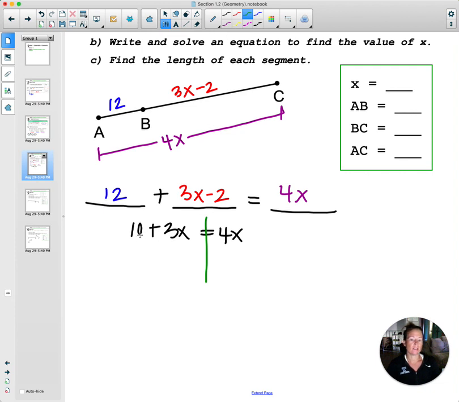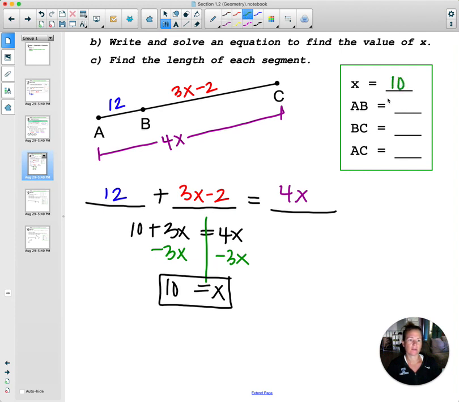Okay, then we want to take a look. We've got two terms here and only one over here. So which of these two, 10 or 3x, is a like term with the 4x? So it's the 3x. So we're going to want to bring this over to the other side. So this is a positive 3x. So we're going to subtract 3x from both sides, so that we're left with 10. 3x minus 3x is 0. 4x minus 3x is 1x. And we've solved for x. So our answer for x is 10.